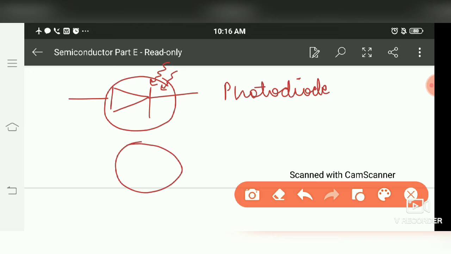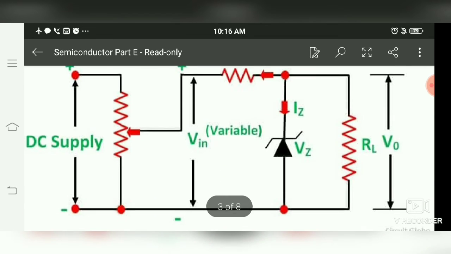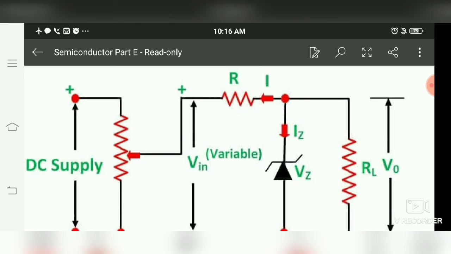Next one is LED. This is called a light emitting diode. It means it emits light of suitable frequency, so that's why we have a symbol of light going out of it. When electric current passes through it, it starts emitting light of suitable frequency. This is called LED. So this is the circuit diagram for the Zener diode.